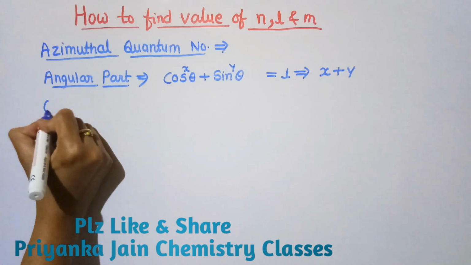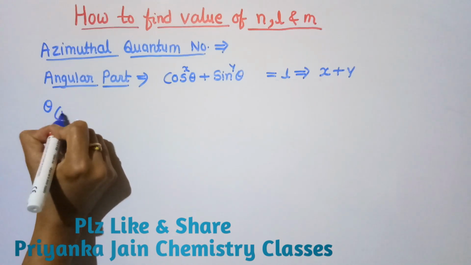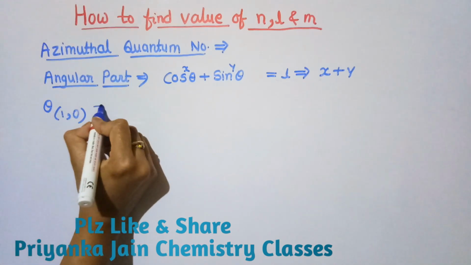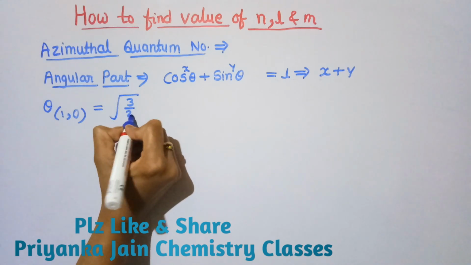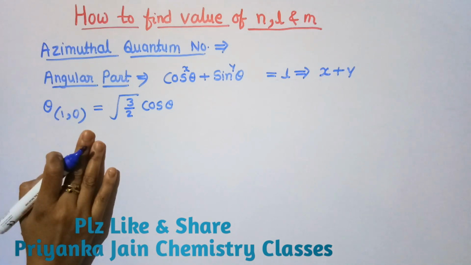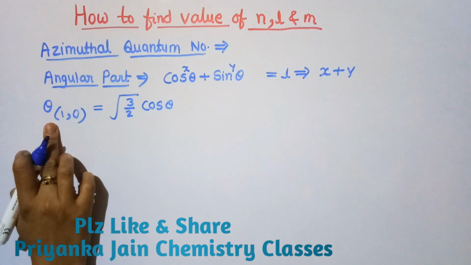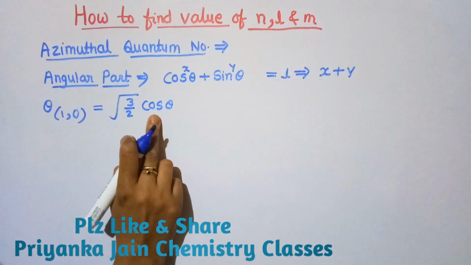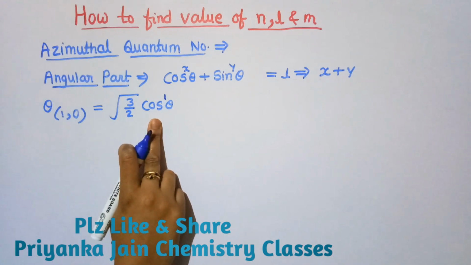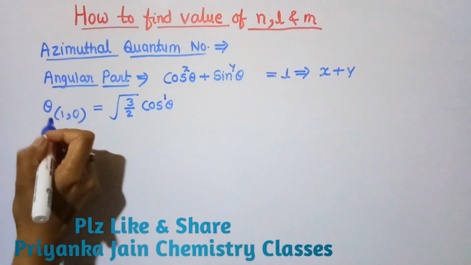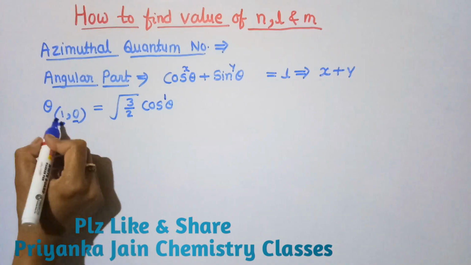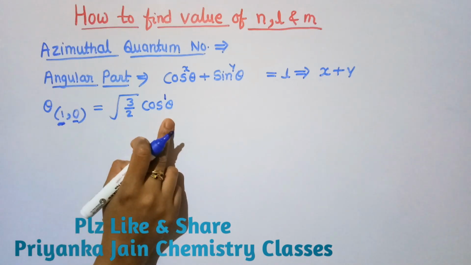I have already given you examples. I told you in my previous video that the formula is root 3 by 2 cos theta. We have seen this formula in our previous video, right? So in this formula you can see this cos theta, it means it is power 1. We can write it in this way, okay? And this power 1 means the value of L is equal to 1. And you can see here, this is the value of L and this is the value of M. So you can understand from this, okay?